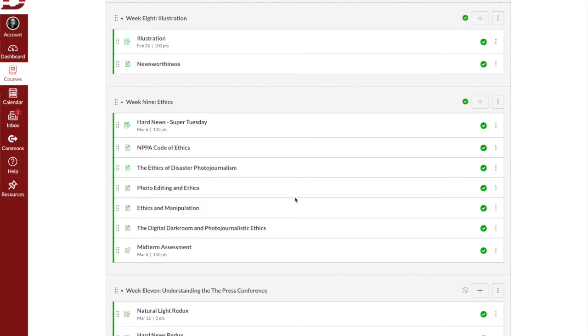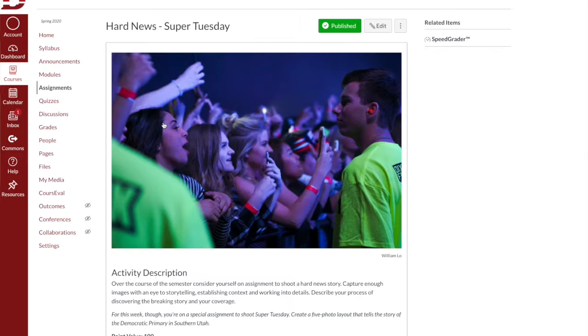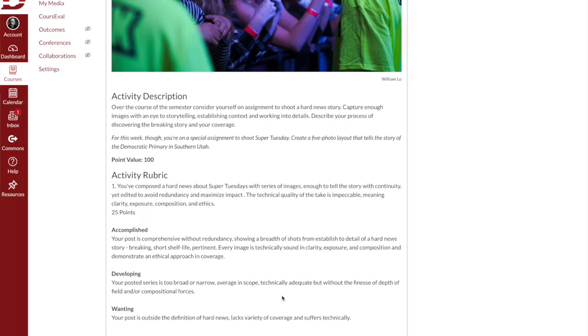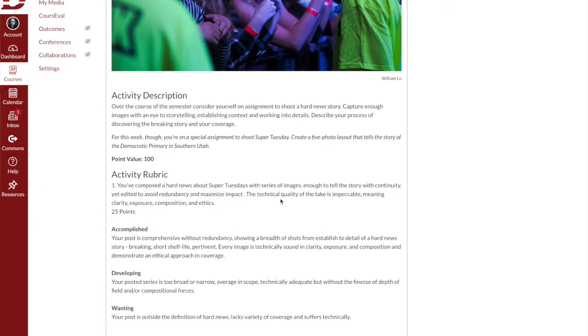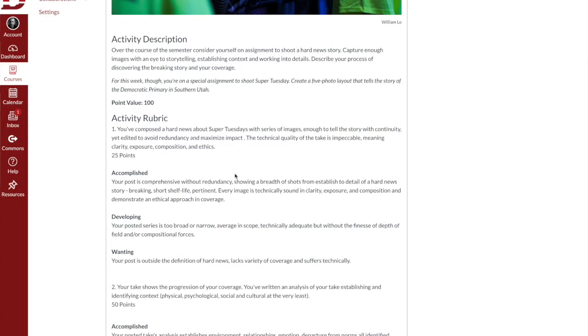The first thing that I have up here is the assignment itself. Hard news, I'm calling it Super Tuesday, and that's because I'm giving you a specific assignment to go out and cover the Democratic primary election tomorrow in southern Utah. That means going to places, some polling stations. There's polling stations, I'm sure, on campus or anywhere out. You have to do some research to find out where that is and capture that story.